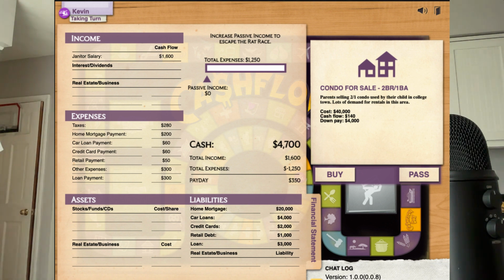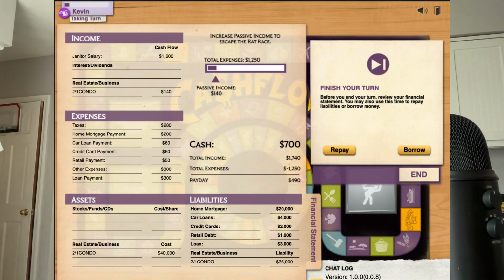So you can see here, I'm about to make the purchase. I have enough cash on hand. I'm at $4,700. That'll cover my down payment for this. My expenses have now increased by $300. So has my loan here. I'm going to make the purchase, and after the purchase, you'll see another change in my financials.